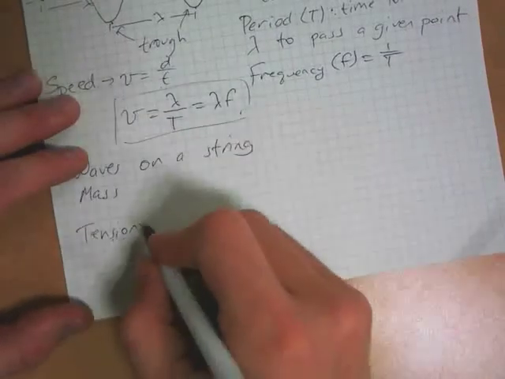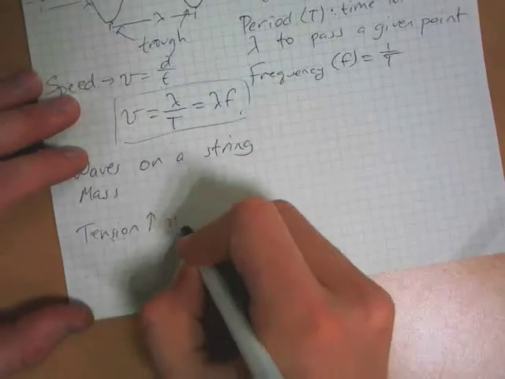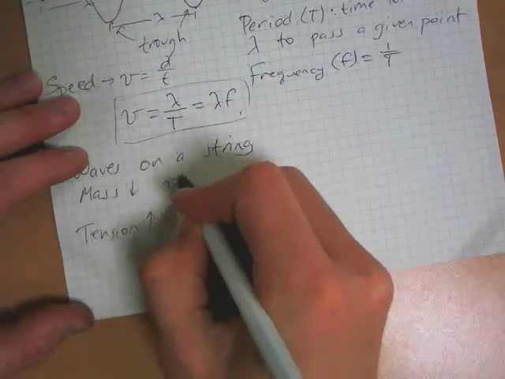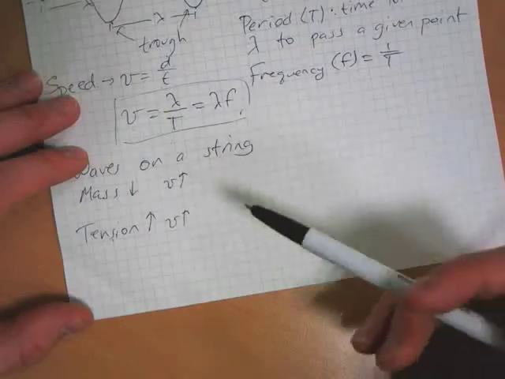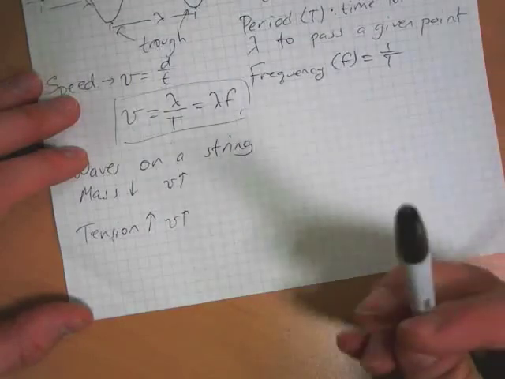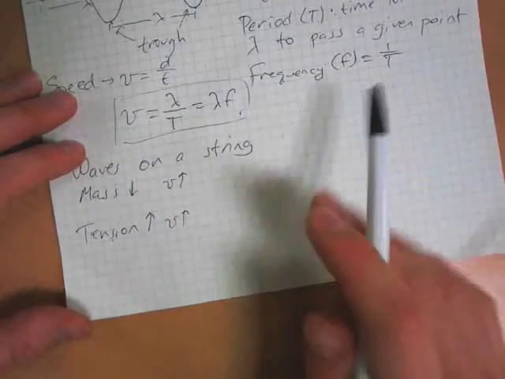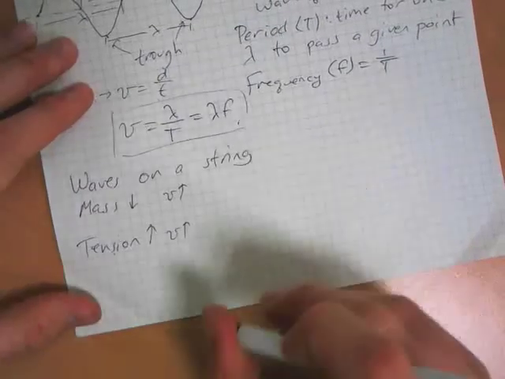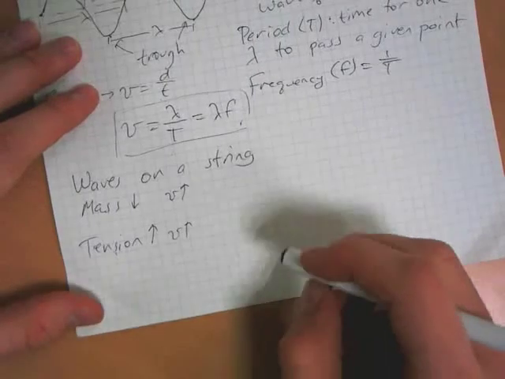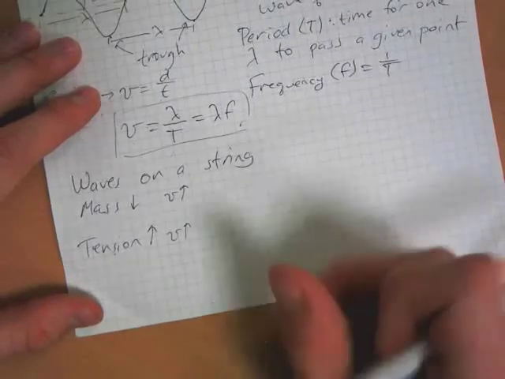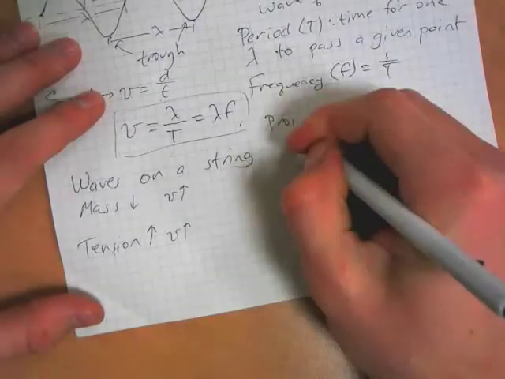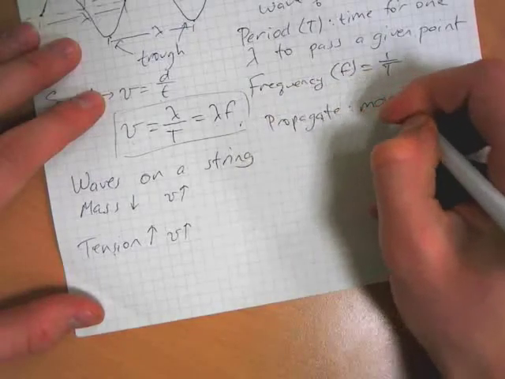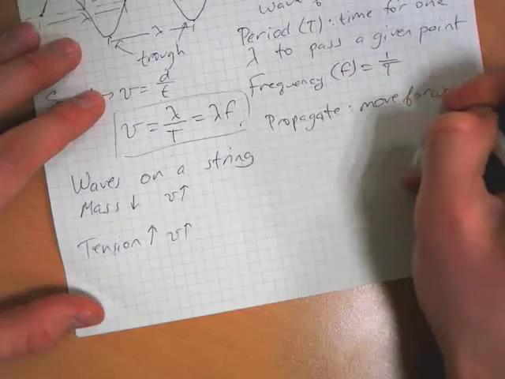And they're important because as tension goes up, speed goes up. As mass goes down, speed goes up. And it kind of makes sense. Well, the more taut it is, the faster the wave will propagate. Propagate means move forward. That's a term that we'll use a lot with waves. So maybe I should write that down. You won't be asked to define it or anything, but I'll just use it a lot, and the book uses it a lot as well. This means move forward.